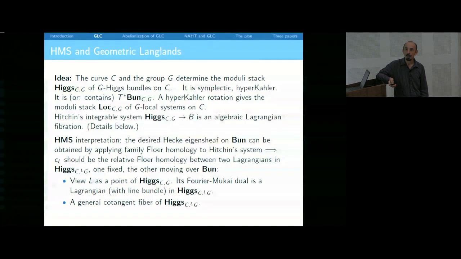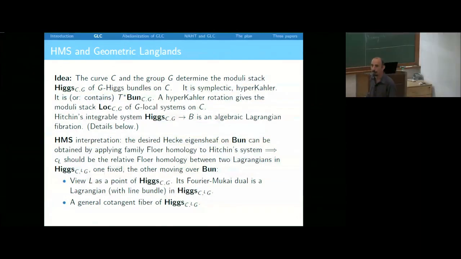And this duality, for physicists, this will be a T-duality, will convert a point here to a Lagrangian there, and vice versa. So the input L gives me an object which is one Lagrangian in Higgs. So this is the fixed object.